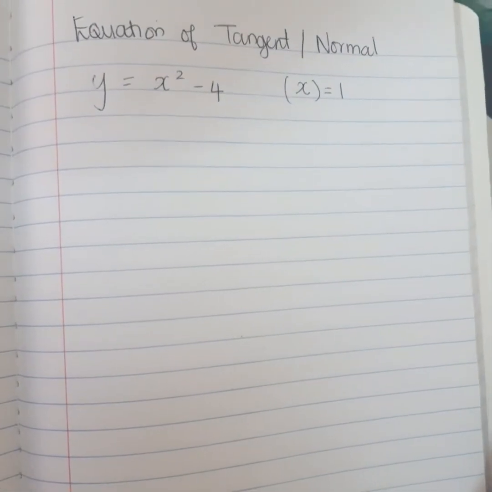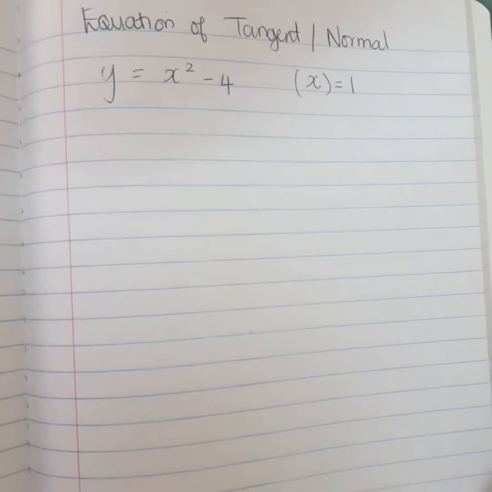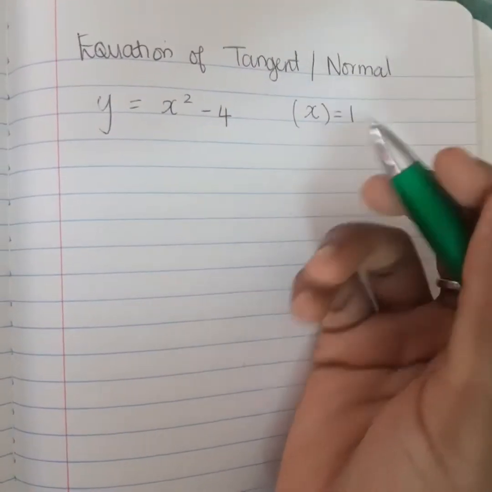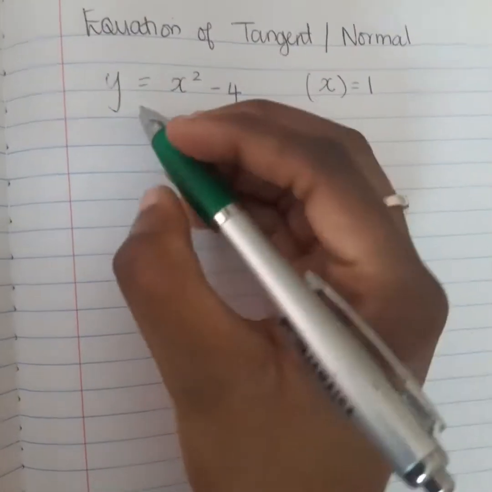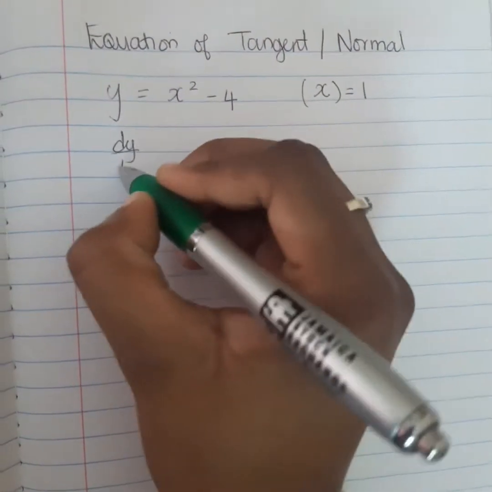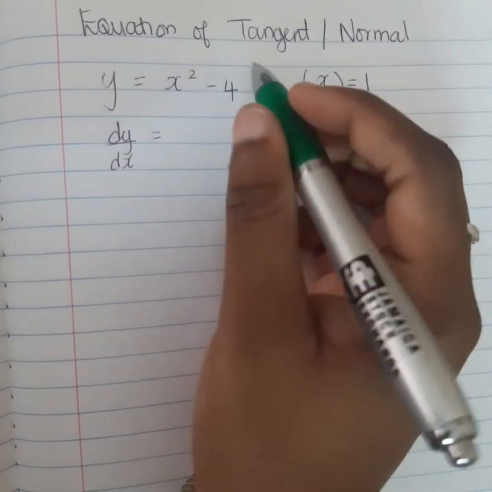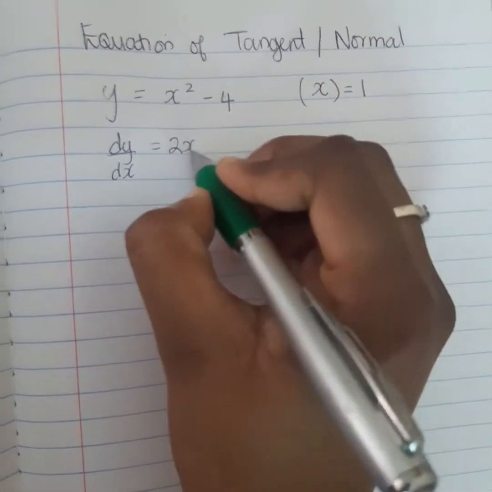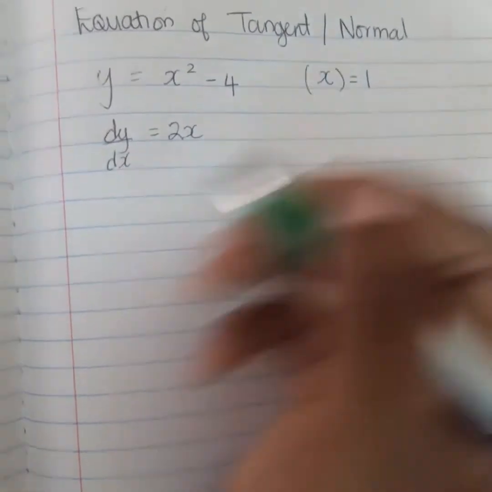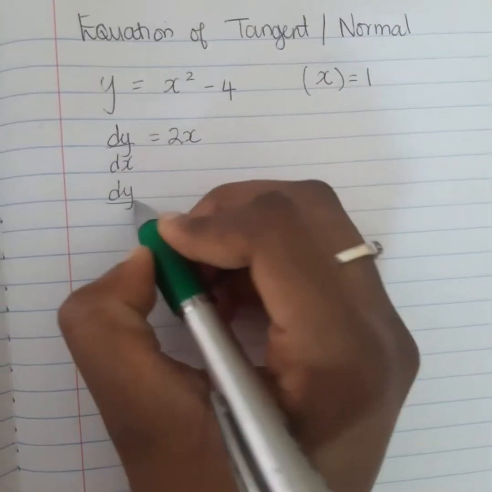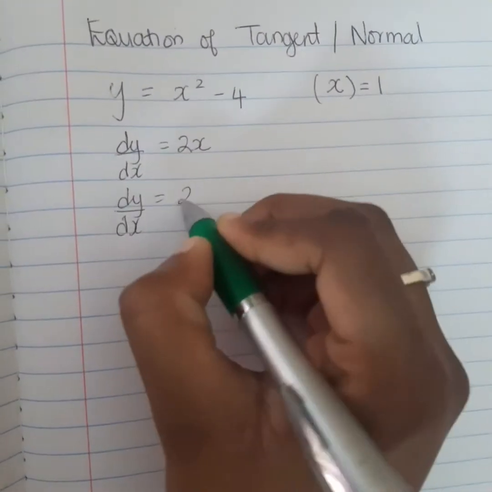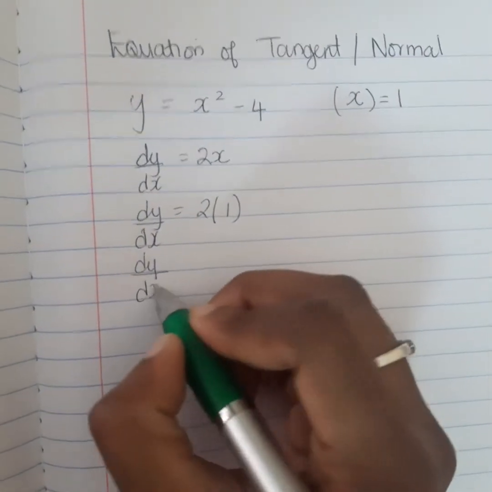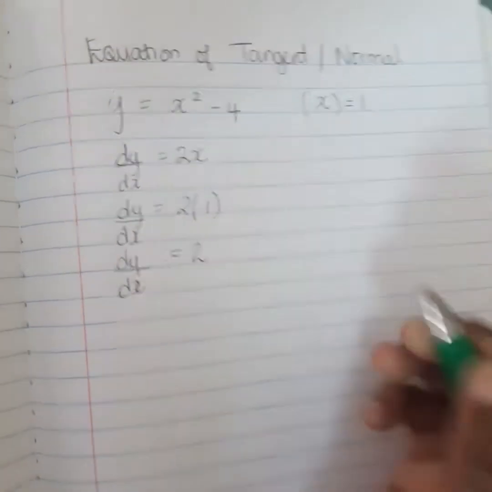Okay, so first we have to find our gradient. Finding our gradient, we apply derivatives because we know that the change in y and change in x represents our gradient. So dy by dx, when we find the derivative of that, is 2x. Now we have our x value there, so dy by dx is equal to 2 times 1. So dy by dx is equal to 2.